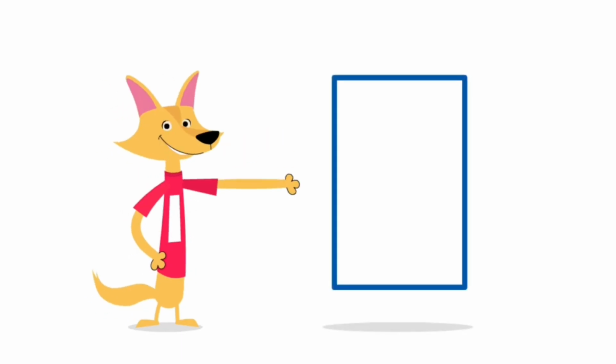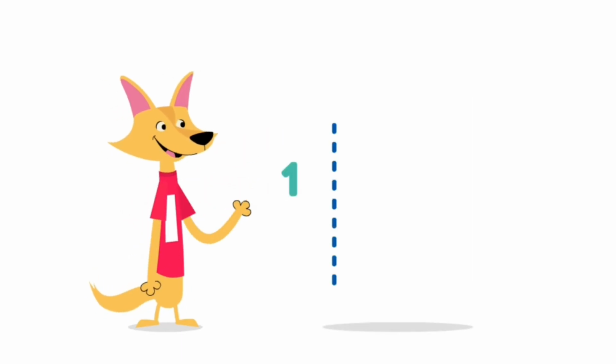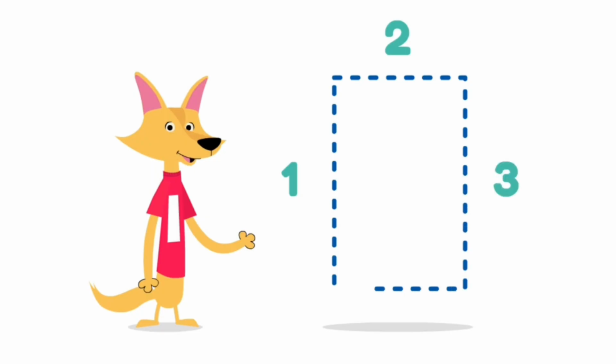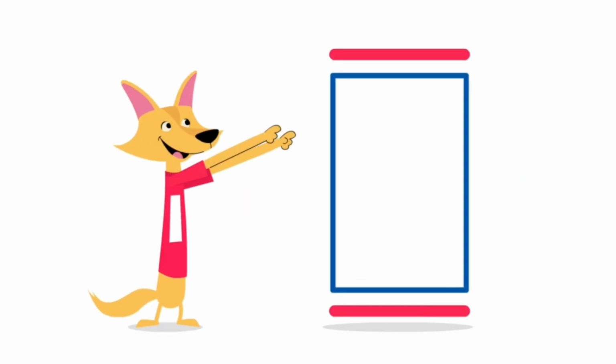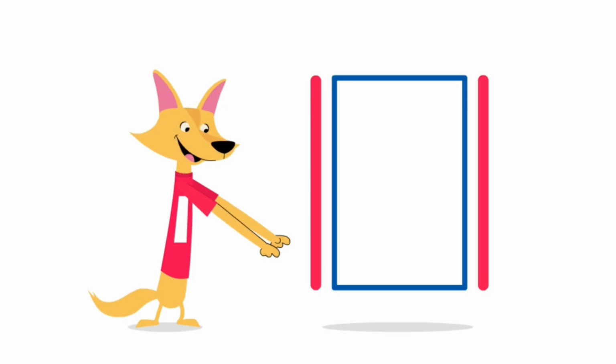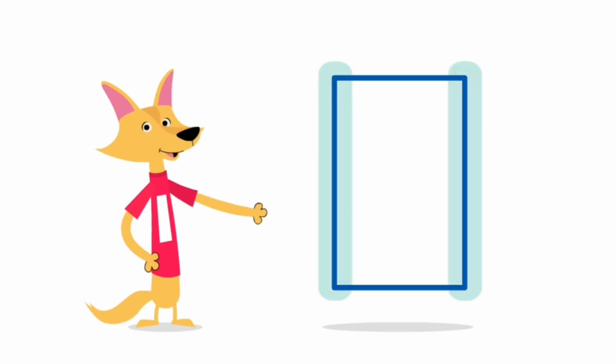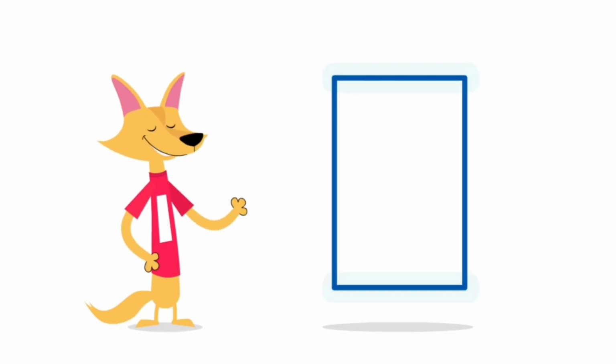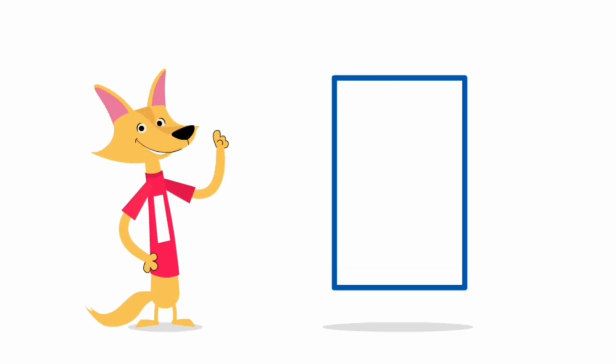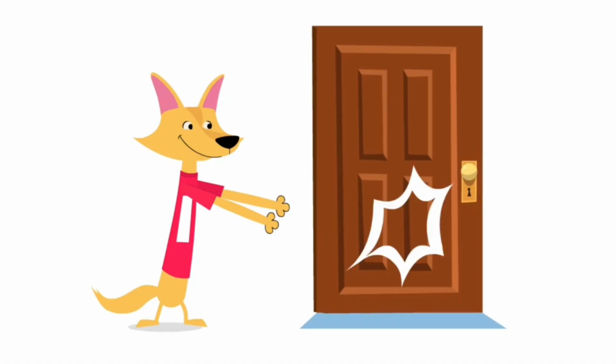This is a rectangle. A rectangle has 4 sides and 4 corners. The opposite sides are parallel. A rectangle usually has 2 longer sides and 2 shorter sides. And an example of a rectangle is a door.